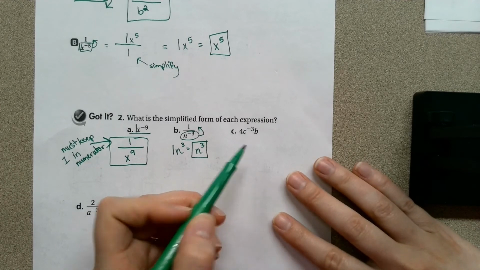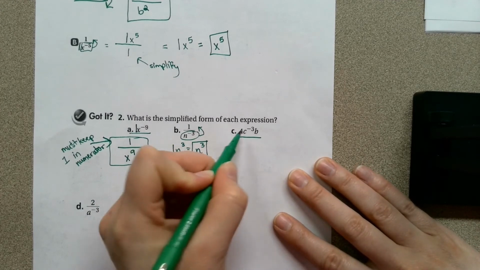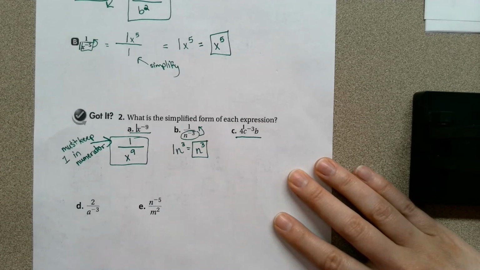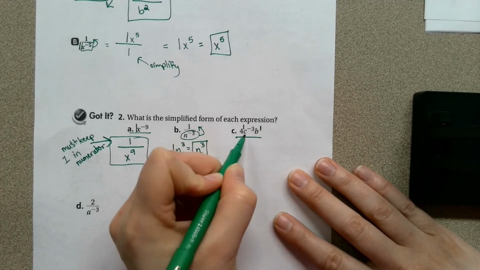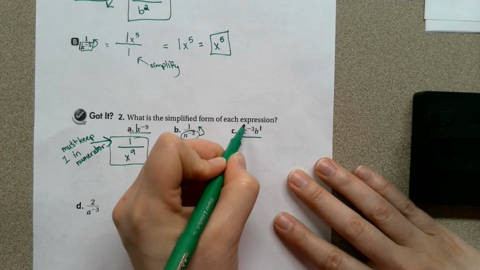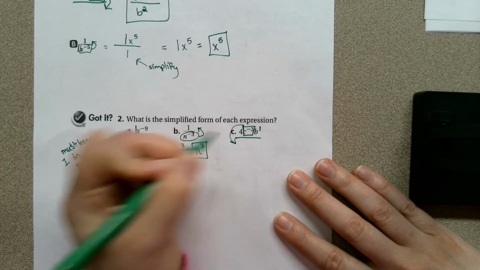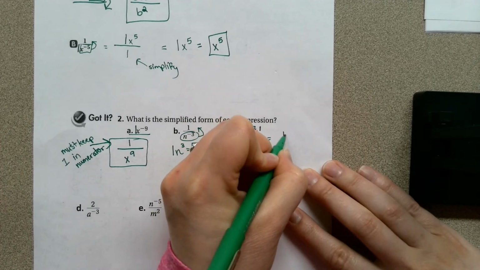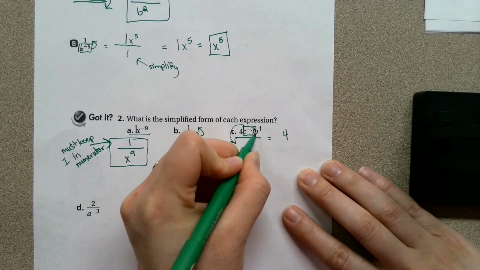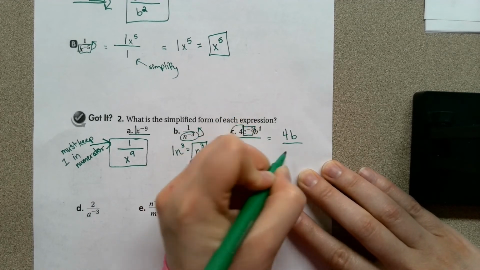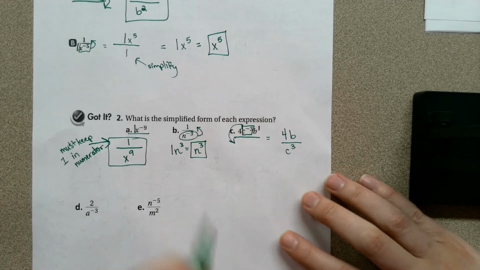In this example, we've got multiple terms. The 4 has its own positive exponent, same as the b, so the only one that is negative and going to move is the c to the negative third to the bottom, which will leave us with 4 times b all over c to the third.